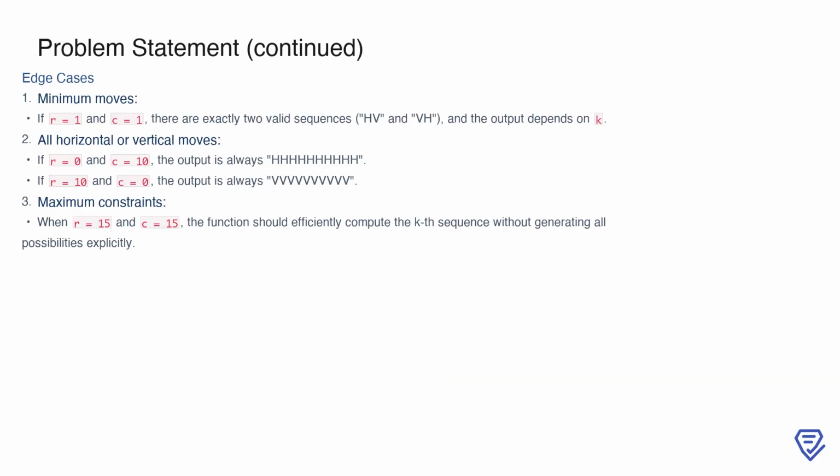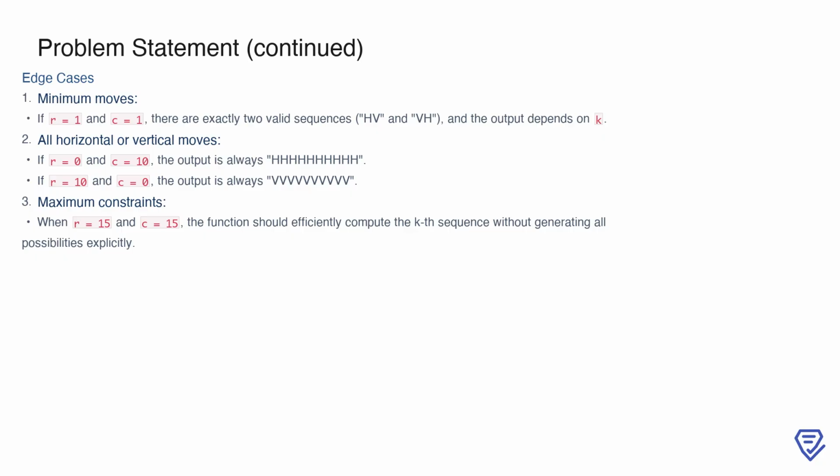Finally, let's discuss some edge cases. When there are minimal moves required, such as r equals 1 and c equals 1, there are only 2 valid sequences, HV and VH. The output will depend on the value of k. For cases where all moves are in one direction, such as r equals 0 and c equals 10, the result will always be a string of 10 H's. Similarly, if r equals 10 and c equals 0, the result will be a string of 10 V's. For maximum constraints, like when r equals 15 and c equals 15, the function must efficiently compute the Kth sequence without explicitly generating all possibilities, as the total number of sequences can be extremely large.